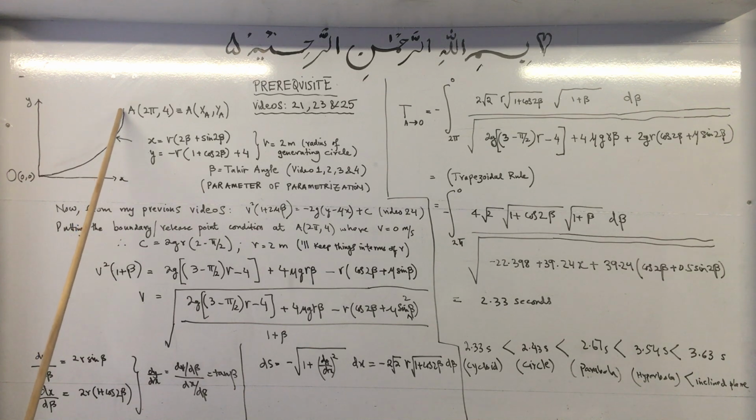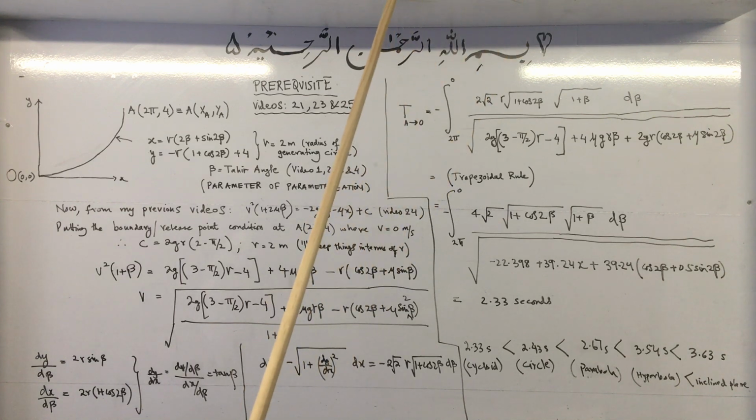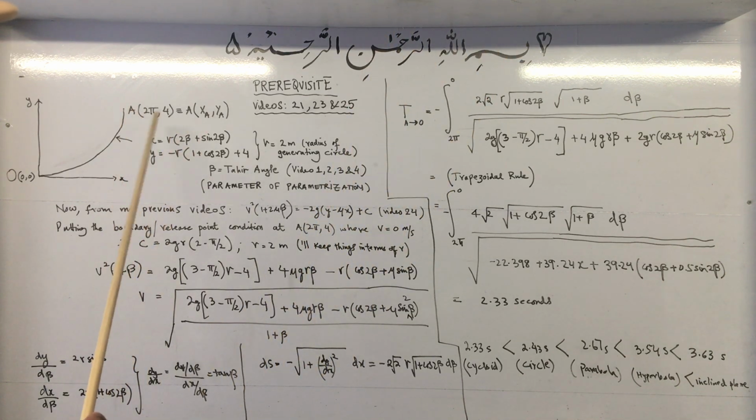Okay, so we'll find the time it takes for the block to slide down on a cycloid from point A to point O. Things are as usual except that the cycloid has been parameterized in terms of the tangent angle. For the tangent angle, you can watch my video 1, 2, 3, 4. R is the radius, 2 meter, that I have taken here. This is the radius of the generating circle that generates the cycloid. From my previous videos, beta, the tangent angle, is the parameter of parameterization. So we have parameterized the cycloid in terms of the tangent angle beta.